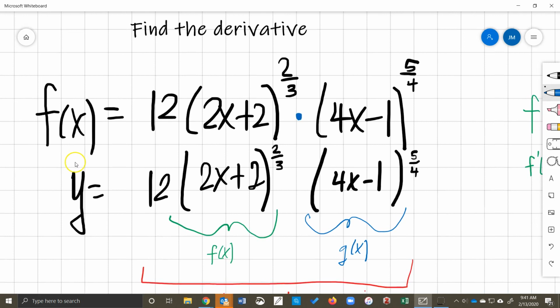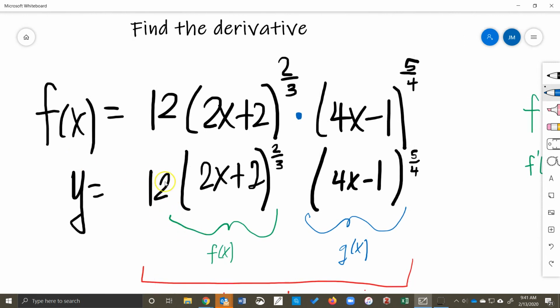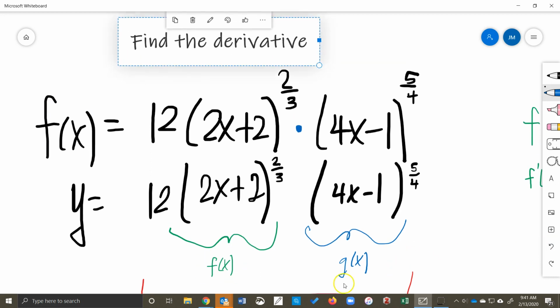And the f of x is 12 times 2x plus 2 to the 2/3, so that's the first function. The g of x is 4x minus 1 to the 5/4. I did rewrite the function and say y equals, and I just did that because I didn't want to write f of x here and then have f of x there and that be confusing to somebody. So I just called the original function y equals so that I could label that first function f of x.